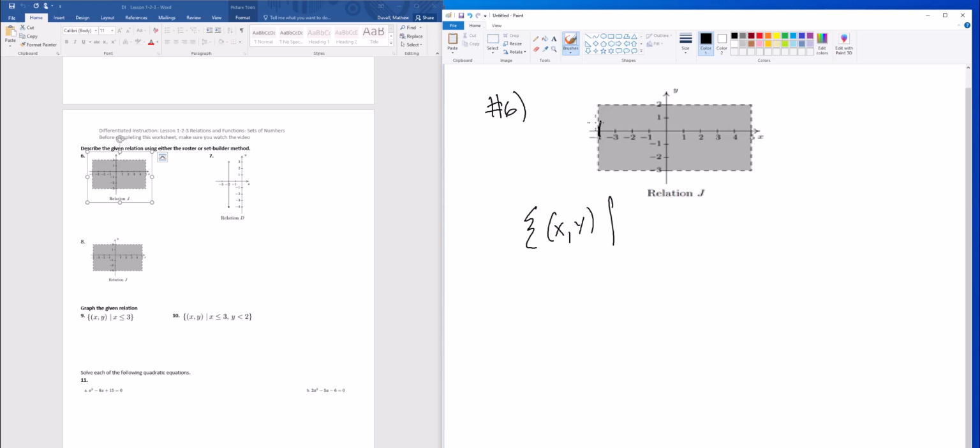So now let's look at what x is. It starts at negative 4 and ends at 5. So x starts at negative 4 and ends at 5. Now because it's a dotted line or a dashed line, that's why I didn't say equal to. And then my y, same thing. Starts at negative 3, ends at positive 2. So my y starts at negative 3, ends at positive 2.